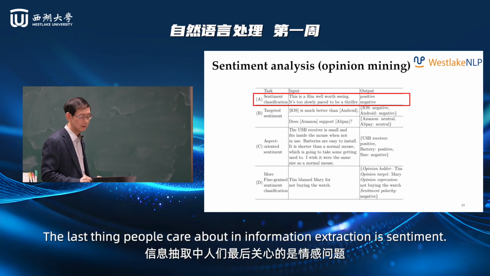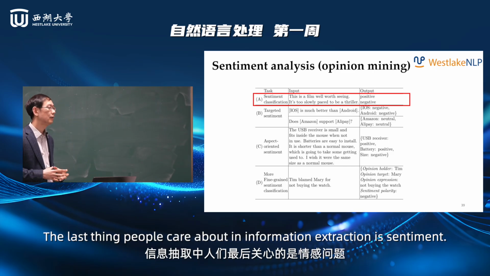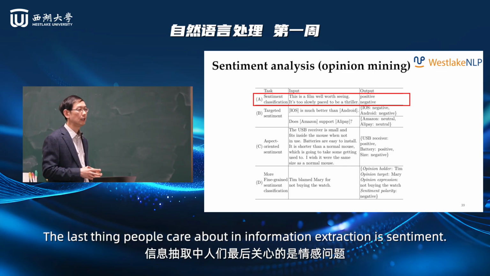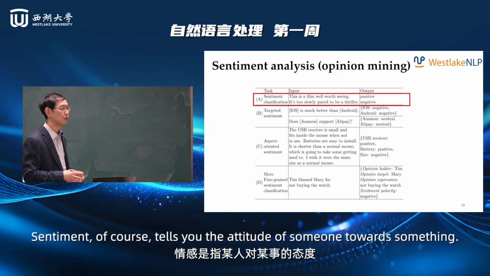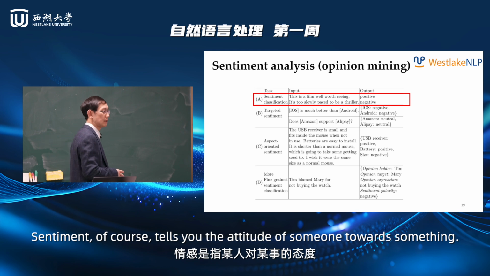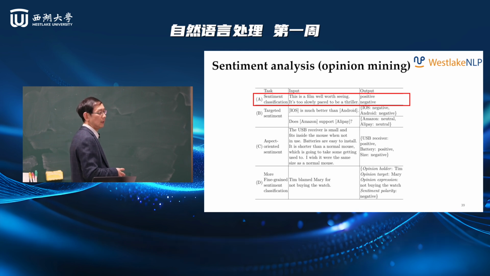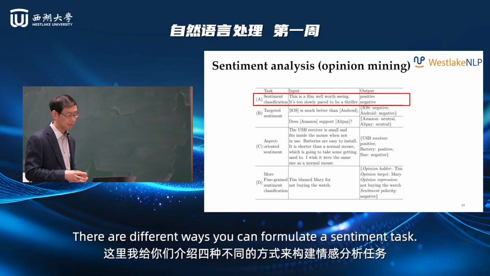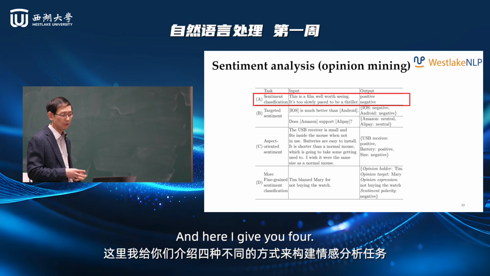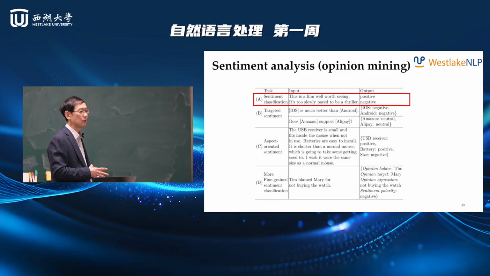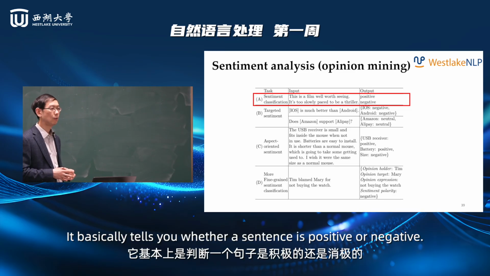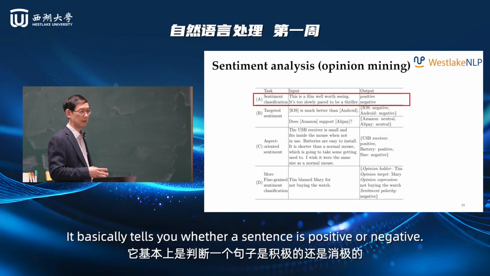The last thing people care about in information extraction is sentiment. Sentiment, of course, tells you the attitude of someone towards something. There are different ways you can formulate a sentiment task, and here I give you four. The first one is very simple, sentiment classification. It basically tells you whether a sentence is positive or negative.